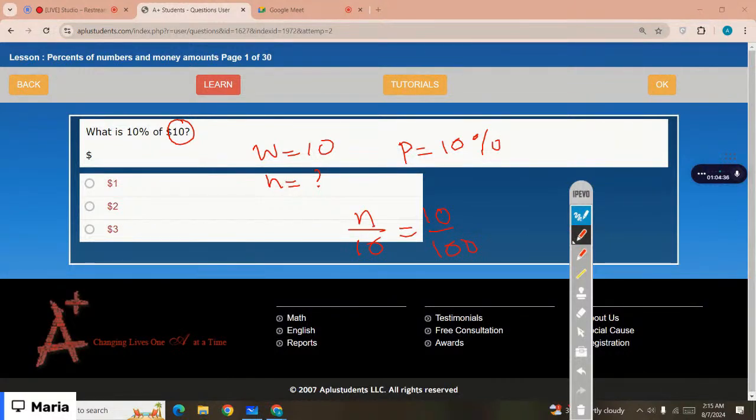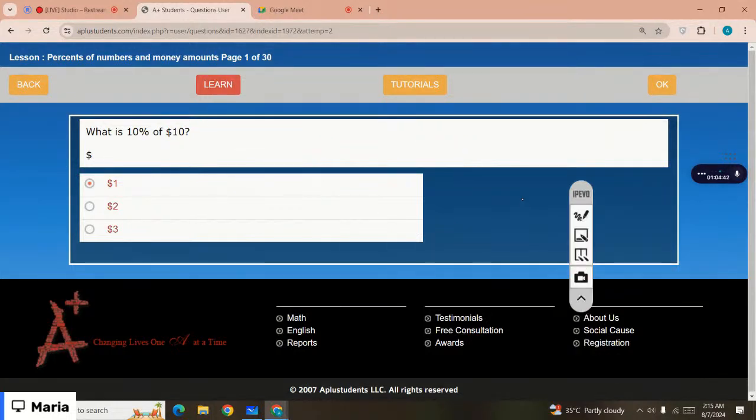Yes, the correct option is 1, right? Simply solve this for n. So the correct option is 1. Option number 1 is the correct option. $1 it is.